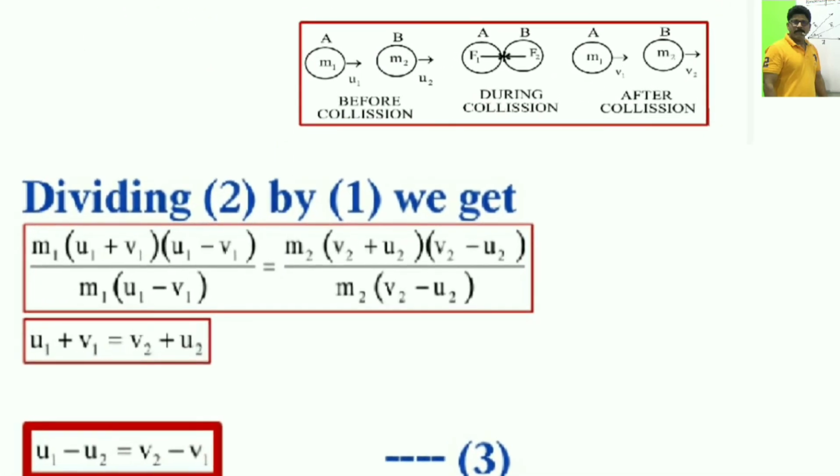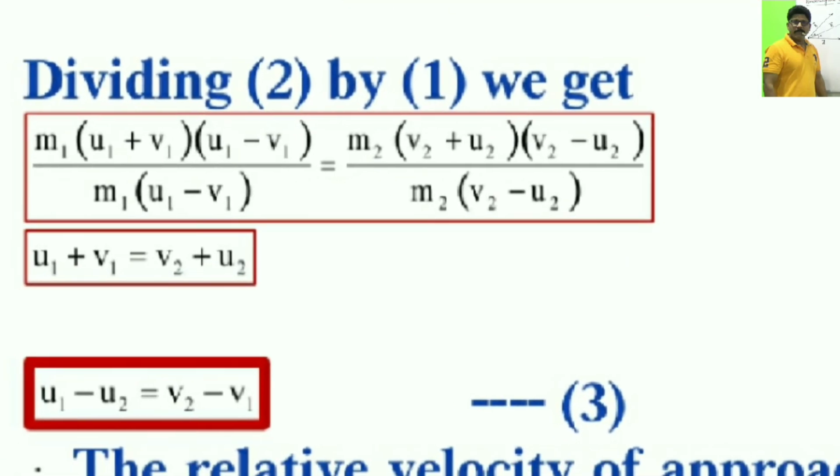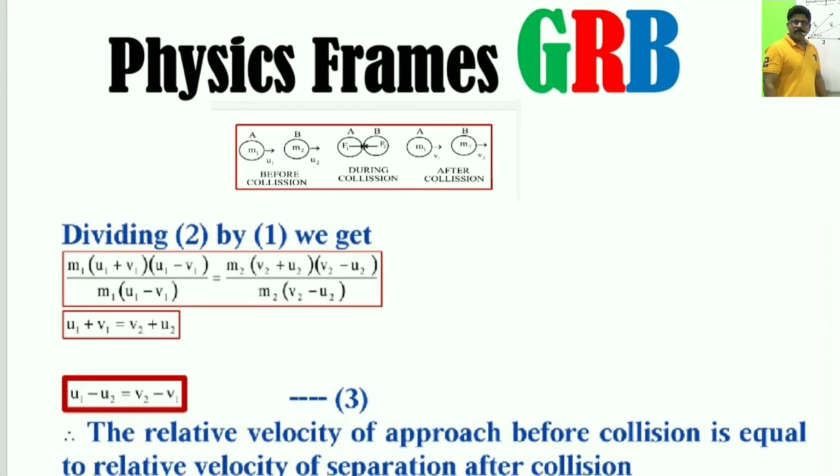Now you can see more clearly. As we divide equation 2 by 1, we get u1 plus v1 is equal to v2 plus u2. Again rearranging the equation, u1 minus u2 equals v2 minus v1. That is equation 3. You can see now that the relative velocity of approach before collision is equal to the relative velocity of separation after collision. So this is the final answer. This is the way that you have to present the answer with respect to the diagram.